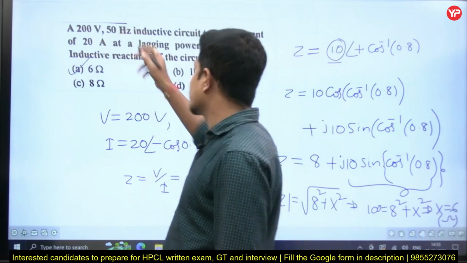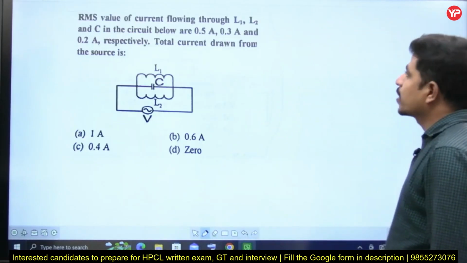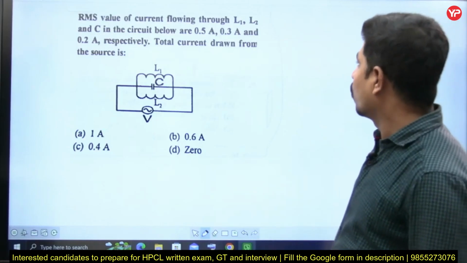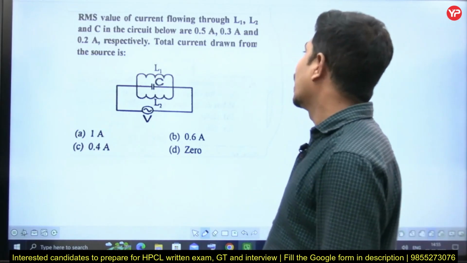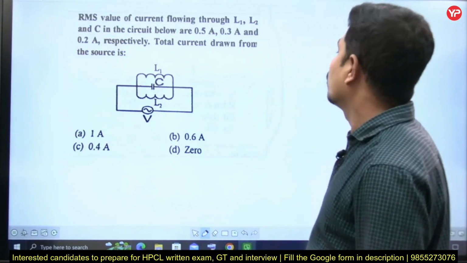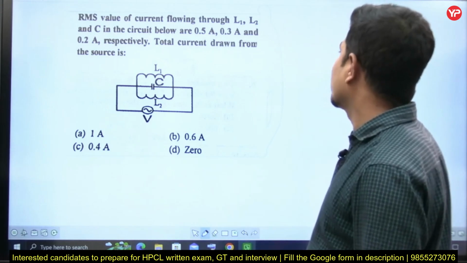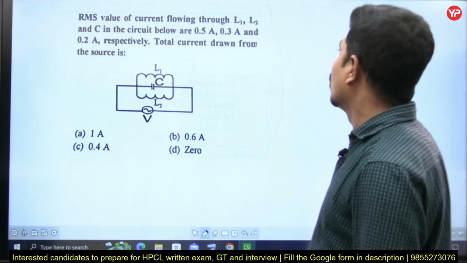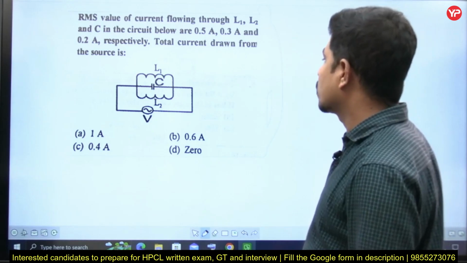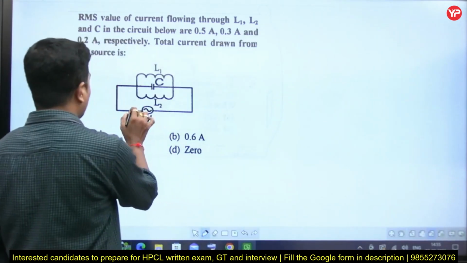It is 6 ohms. Choice A. Perfectly suits. Next question. RMS values of the current flowing through L1, L2 and C in the circuit shown below are 0.5 amperes, 0.3 amperes and 0.2 amperes respectively. Total current drawn from the source is, he is asking about this current.